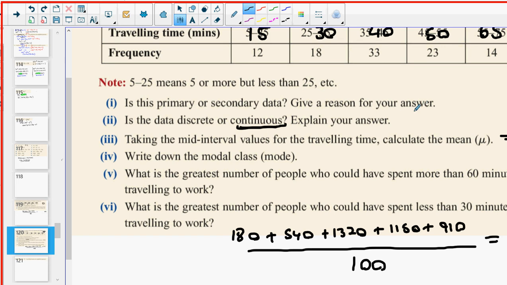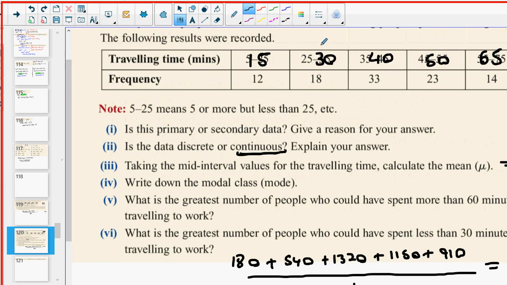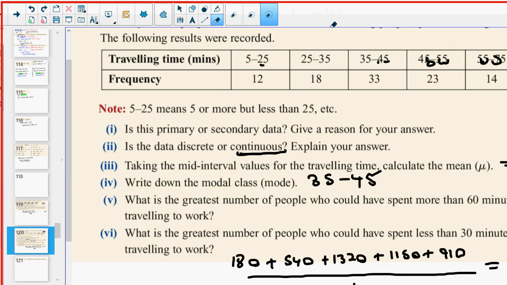What's the modal class, the most common answer? 35 to 45. What is the greatest number of people who could have spent more than 60 minutes traveling to work? So more than 60 minutes would be, let's assume all 14 people were over 60. That would be the maximum. Would you agree with that? Let's pretend they were all over 60, so 14 people.